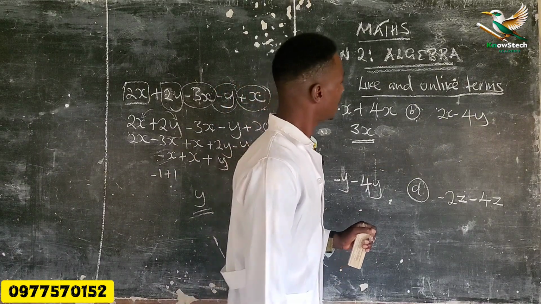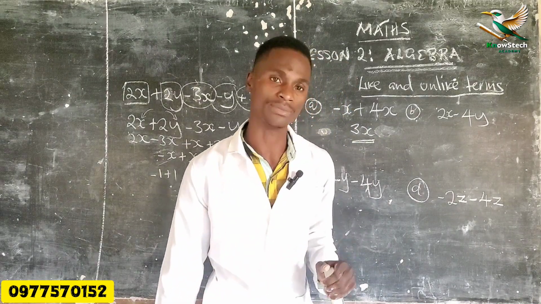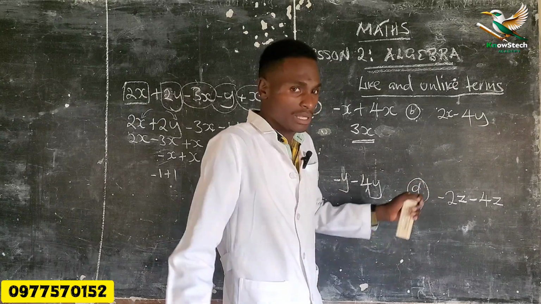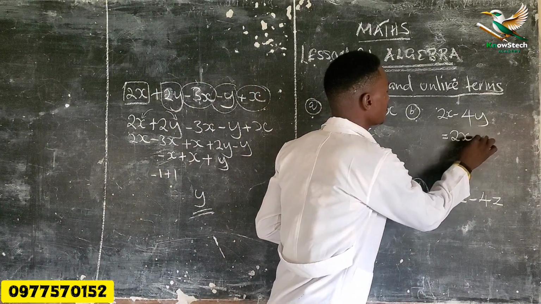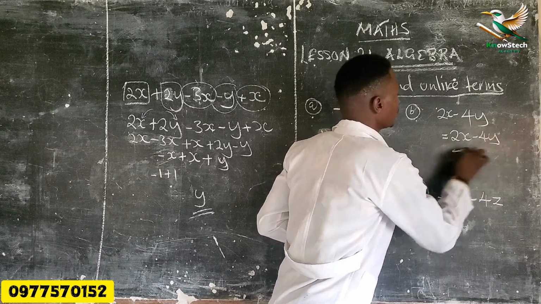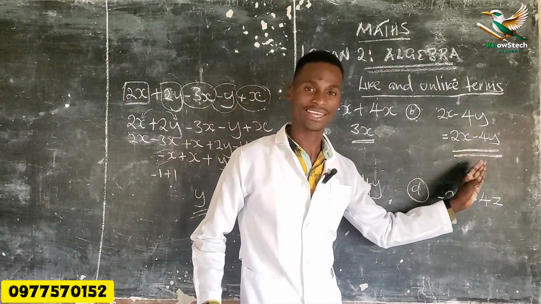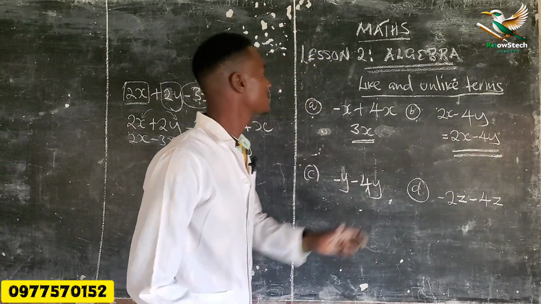How about this one? Aha! Okay? First thing you ask yourself, are they like terms? That is the issue. There is x, there is y here. So are they like terms? No. What do you do? The answer is this one. This is what you do. You leave it the way it is. You can't simplify here.